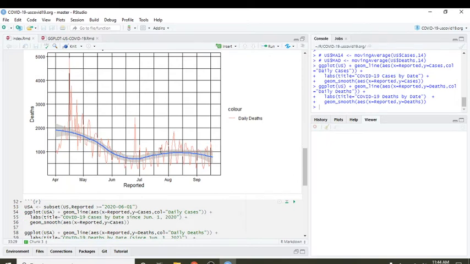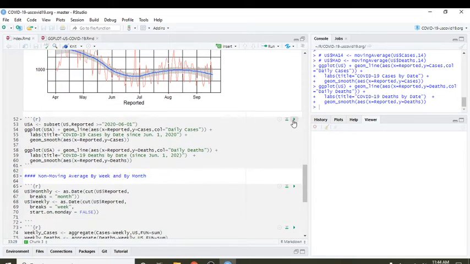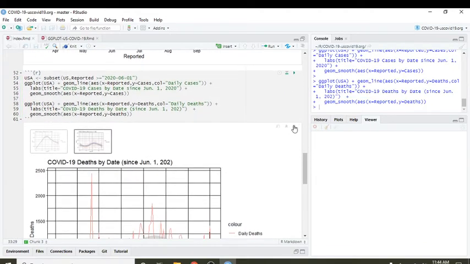Deaths are a little bit harder to predict or to understand. They continue to be relatively low, between say 500 and maybe 1,500. But here you can see a clear declining pattern with a possible spike right there. So now let's take a look at some weekly numbers.